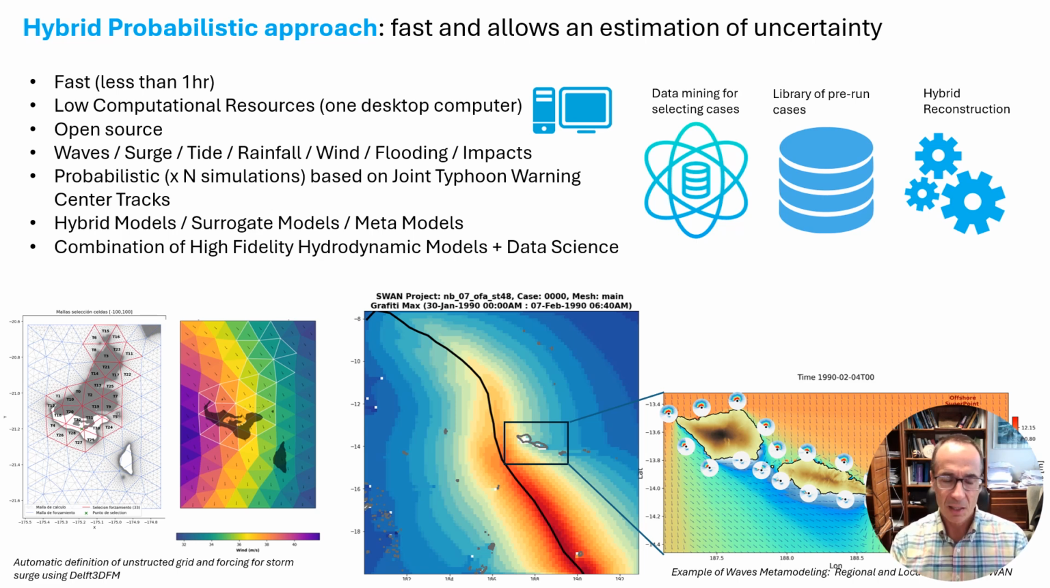So on the left-hand side, you see a schematic of one of the systems for storm surge levels that we have developed. In the middle panel, you see the wave footprint associated with a tropical cyclone, and on the right-hand side, you see a zoom of the waves. Every pixel is 100 meters, high spatial resolution.